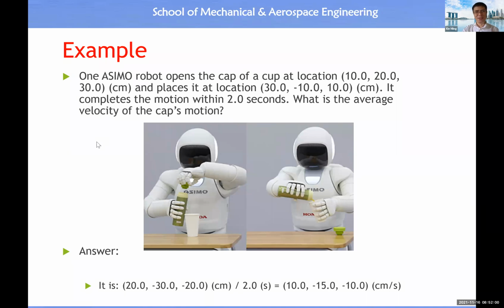And here is a small example for you to know how to calculate average velocity. Assume in the previous example, the robot accomplished this motion within 2 seconds. Then the displacement vector divided by 2 will give you the average velocity.